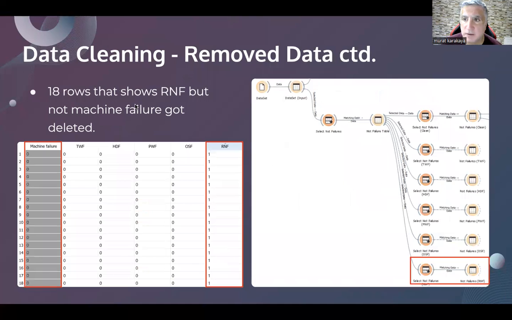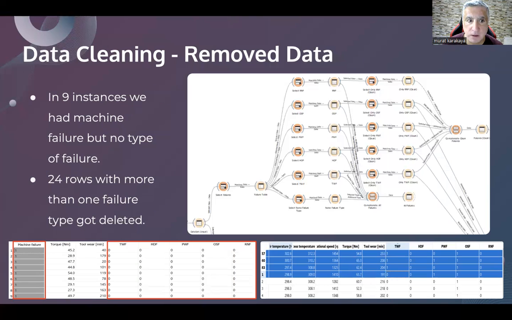Excuse me, Çise. I didn't understand this part. Can you explain more? Okay, sure. In our dataset, there are 24 rows with more than one failure type, actually. And in the prediction, it may cause confusion. We thought that, and that's why we deleted those 24 rows that have more than one failure type. We removed them from the dataset.